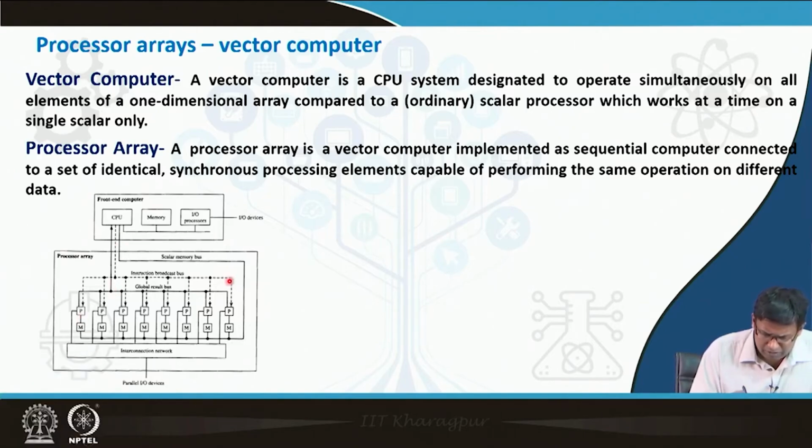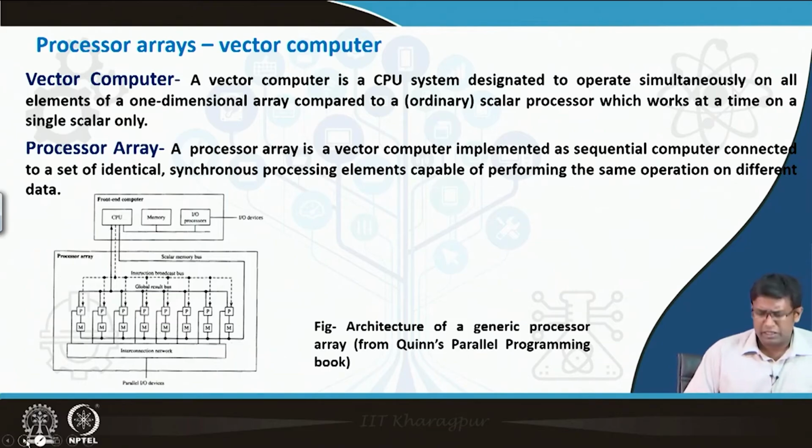This scalar memory bus is connected to the small memories of the different processors, and each processor is also connected with the interconnection bus, and the instruction goes from the CPU directly to each of these processors. They take the small amount of memory associated with them, work on it, and the result goes to a global bus which returns to the CPU. This architecture is taken from Quinn's parallel programming book.